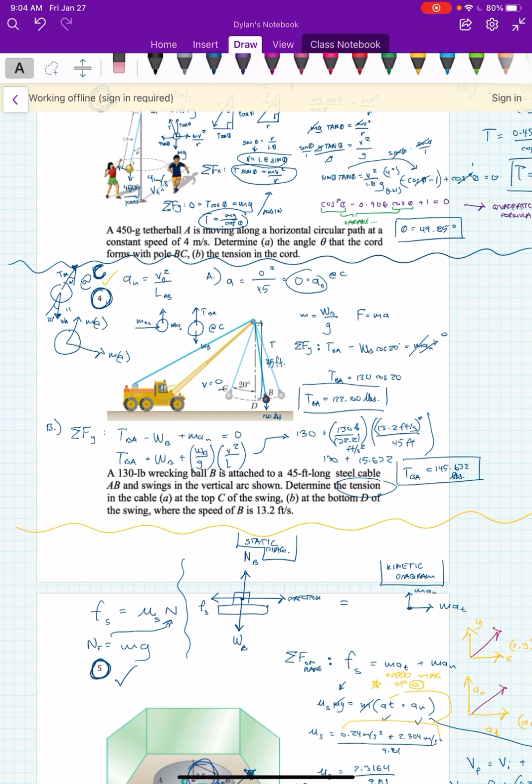And for part B, at the very bottom of the swing, it gave us velocity, which was nice. So I basically just looked at my free body diagram at B, drew a new one, and did sum of forces in the y direction, and was able to find the tension at that point.